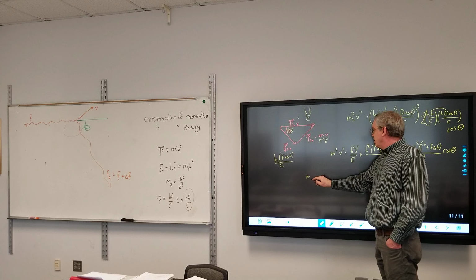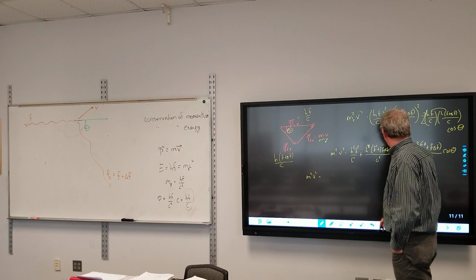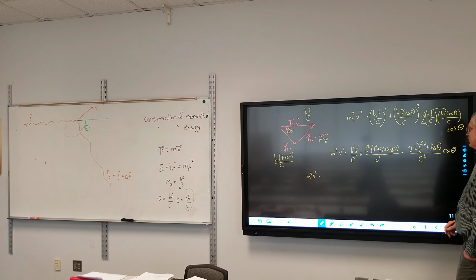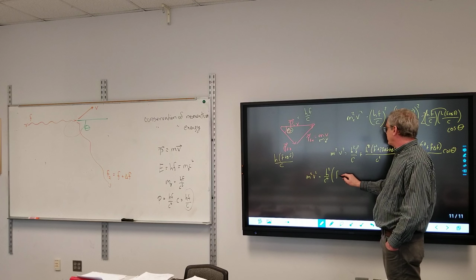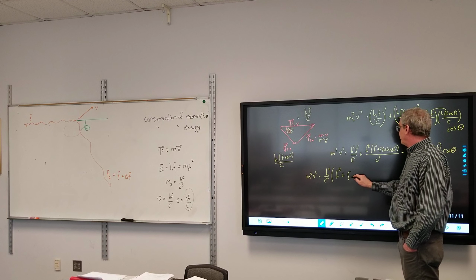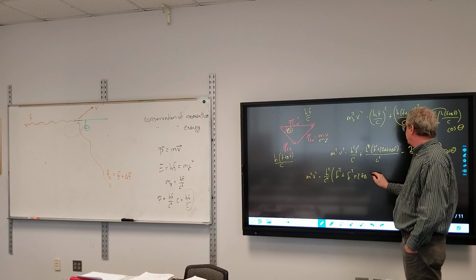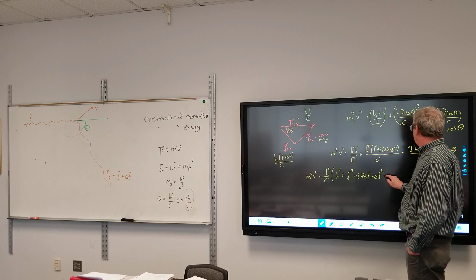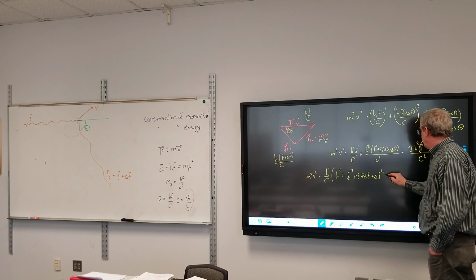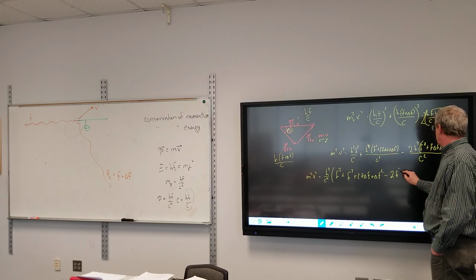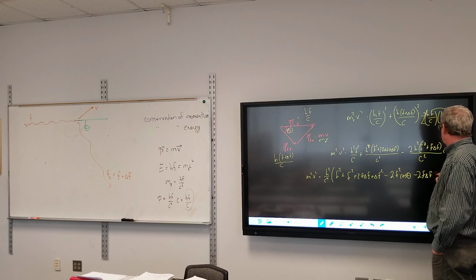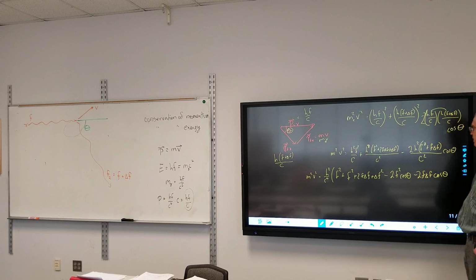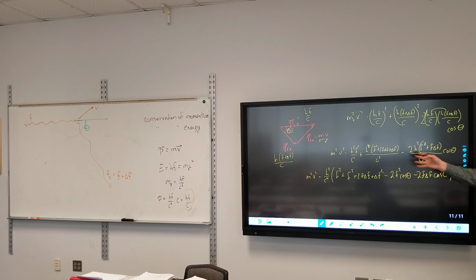So I have m squared v squared equal to, let's pull some stuff out of this. I'm going to pull h squared over c squared out. h squared over c squared times f squared plus f squared plus 2f delta f plus delta f squared, minus 2f squared cosine theta minus 2f delta f cosine theta. So factoring h squared over c squared out.